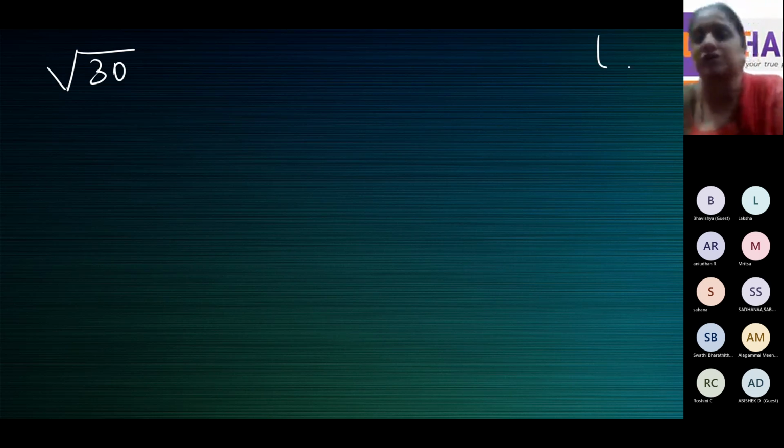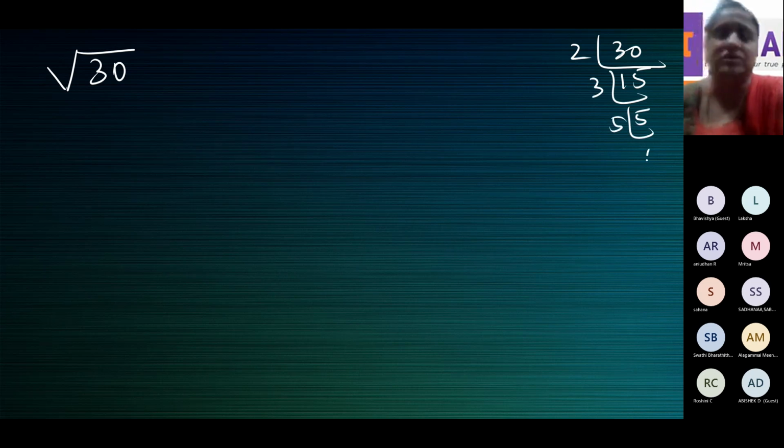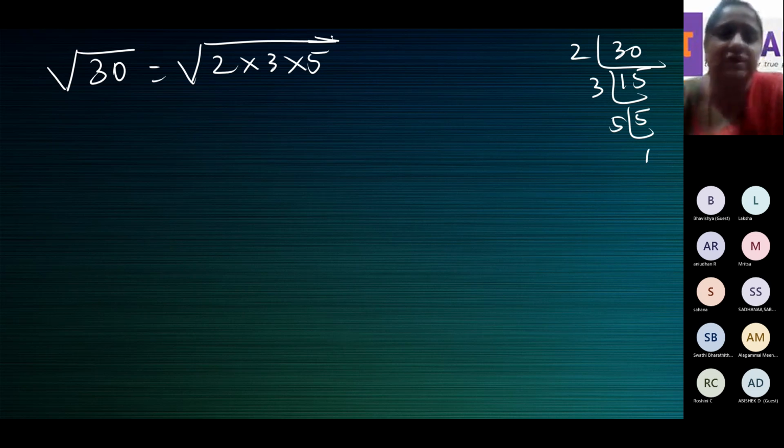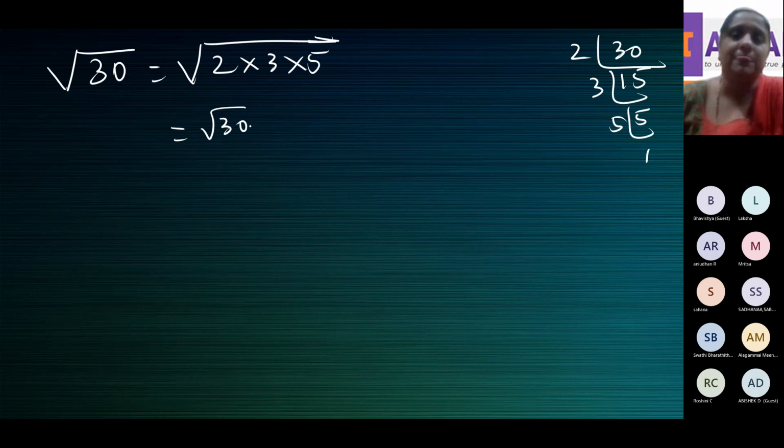Now, supposing, say like square root of 30. Now, 30 is what? 30 is 2 15s, 3 5s, 5 1s. So this is square root of 2 into 3 into 5. Now there's only one 2, one 3 and one 5, so nothing can come out of the square root. So square root of 30 is square root of 30 only.